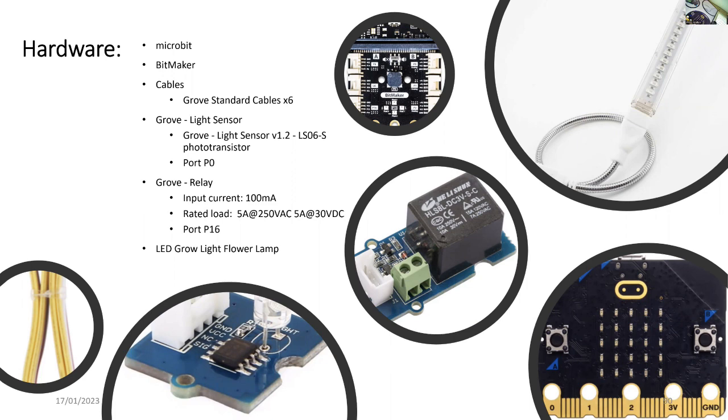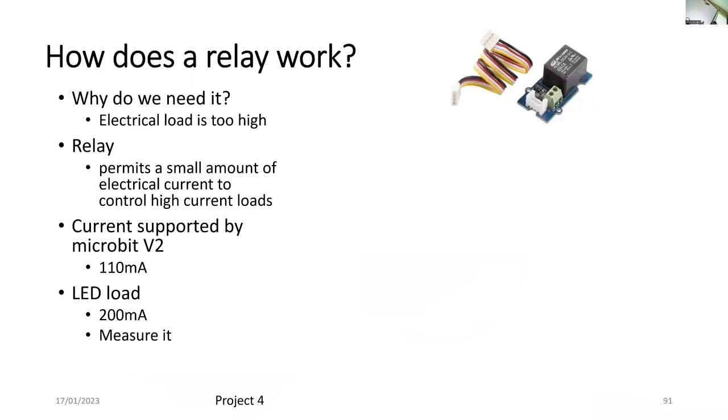So you can see the pictures of all those. All we have to do is put them together. And one of the things that we'll be working on is try to understand how a relay works. So as we've seen, the microbit is only capable of delivering a maximum current of 110 milliamps. And yet we'll be working with currents in the order of about 2 or 3 amps. So there's just not enough current that can be provided by either the microbit or the bit maker.